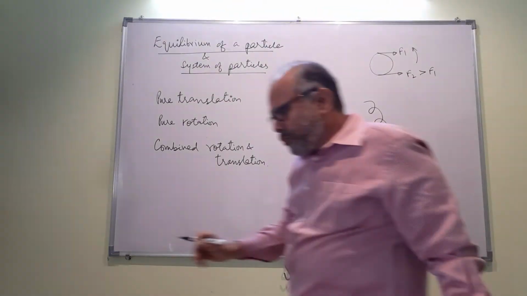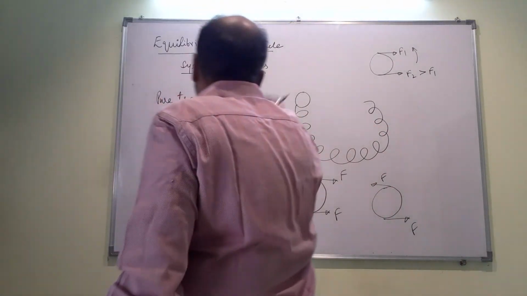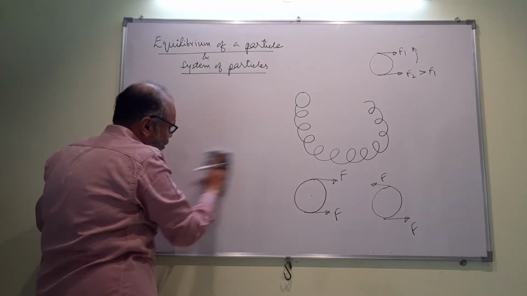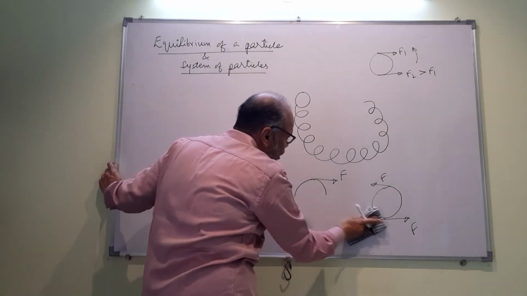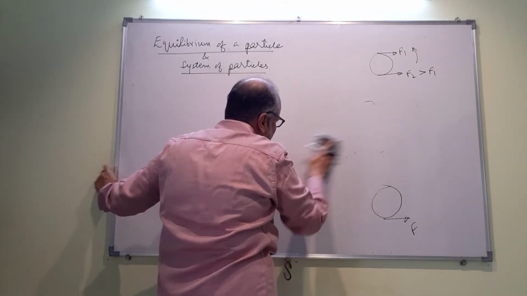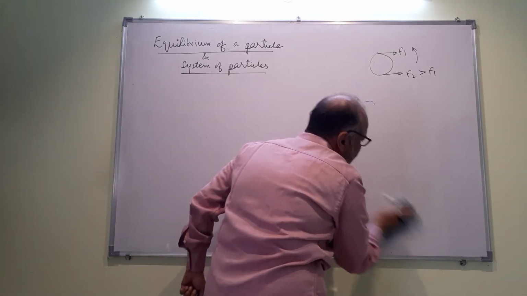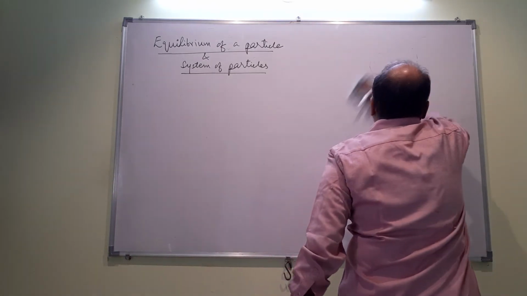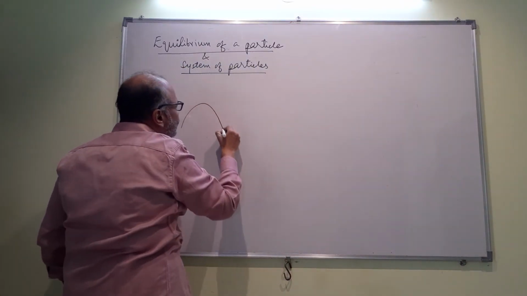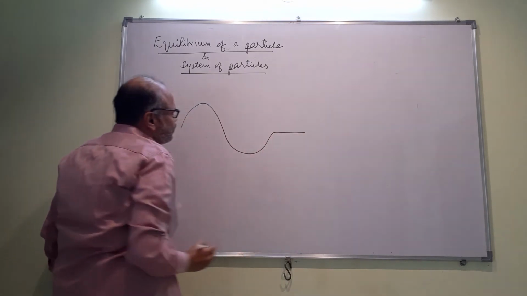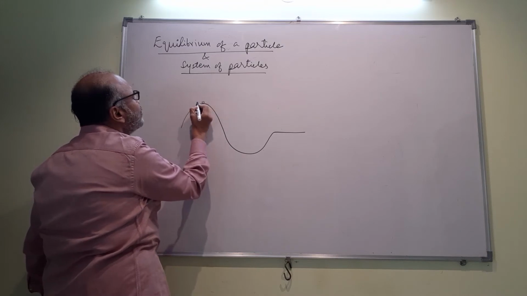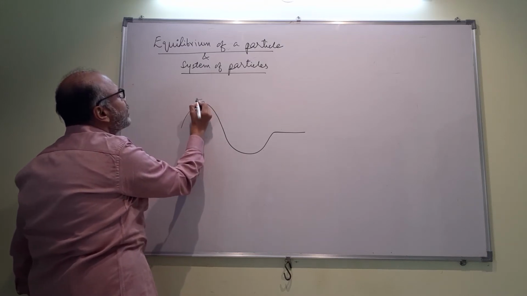The next thing we would like to see is that equilibrium can be of three types: stable, unstable and neutral. Let us try to understand these with a diagram. Supposing I drew a hill, a valley and a plain. Supposing I have a particle here and I disturb it, I bring it here, I disturb it like that.